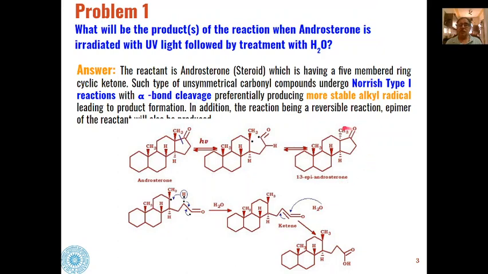So when photochemical irradiation of androsterone is done, one of the products formed will be 13-epiandrosterone.